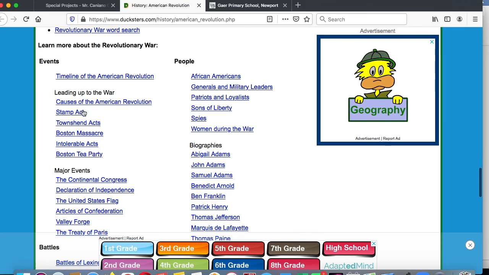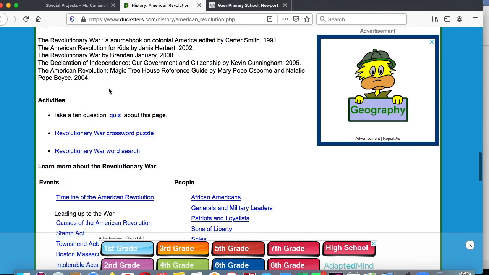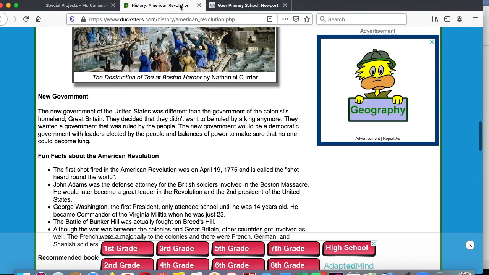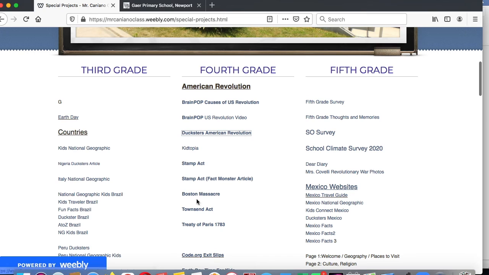And look at this down here: Causes of the American Revolution, Stamp Act, Townshend Acts, Boston Massacre, Boston Tea Party. They have a lot of this stuff. Treaty of Paris. They have a lot of it right over here on this one page. So that's a really great resource. Then we have other articles over here that you could look at as well. So what I would do if I was you is watch the BrainPop videos first. Then I'd look at the Ducksters article and start jotting down your notes.